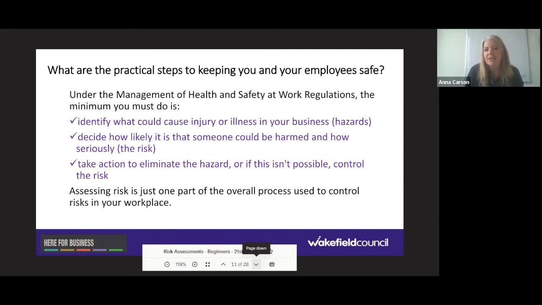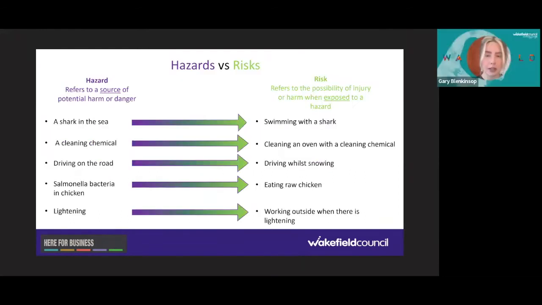Once we've looked at the hazards and the risk, we then need to take action to either eliminate the hazard, and if it can't be eliminated, we need to control that risk. And assessing risk is just one part of the overall process used to control risks in your workplace. Essentially, we're wanting to put things in place that means that people go home safely and uninjured at the end of the day. So I'll talk just a little bit about hazards versus risks to help contextualise and help with that understanding of what the difference is between them.